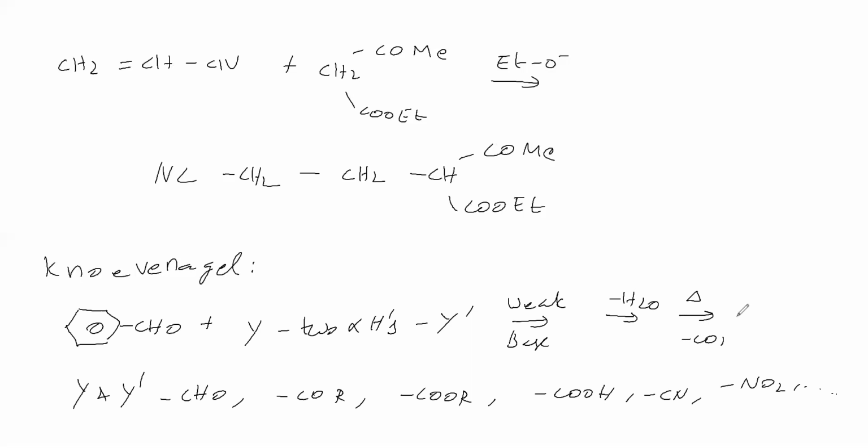Then on warming, decarboxylation takes place. Decarboxylation means removal of CO2. What we will get is an alpha beta unsaturated acid. Okay. Now we will see the example for this one. This is the aldehyde or ketone not having alpha hydrogen. Here two alpha hydrogens should be there, flanked by two electron withdrawing groups. So we will take malonic acid. Malonic acid is here.